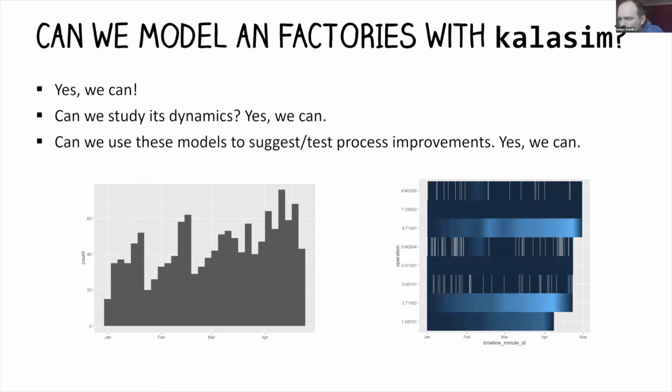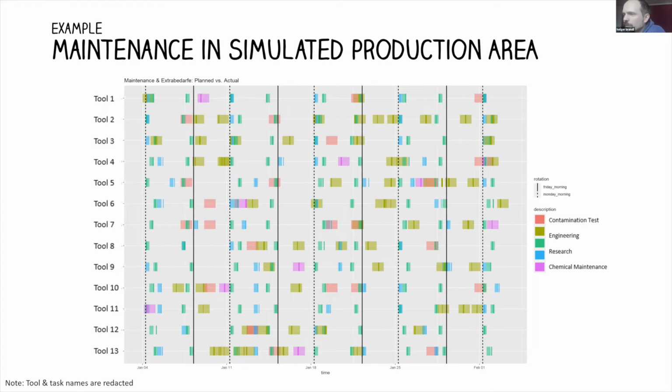And using this approach, we are actually pretty successful modeling various manufacturing processes in my case. So we can really model production areas. We even have modeled entire factories with this. And we can really study and use this model to suggest and prepare process improvements. Just to give you an example, this was one of the production areas we are currently working on. Names and tasks are redacted, but nevertheless.